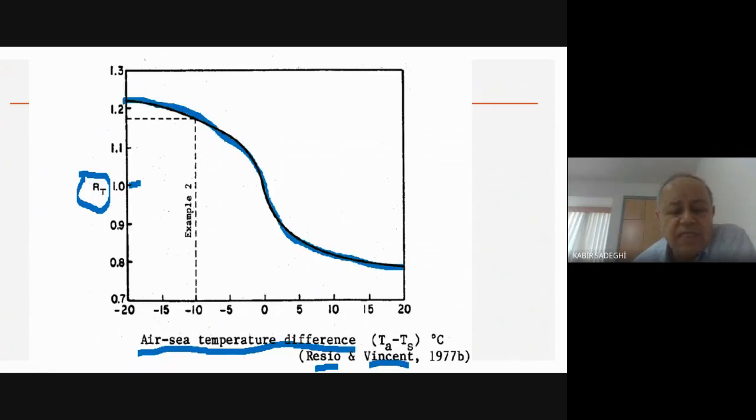Imagine that you can calculate the air-sea temperature difference. You see TA, this is air temperature, minus TS, the temperature of the water at sea. If it is given as minus 10, it's winter, it's clear. If the air has less temperature, it is winter. You have minus 10 here.